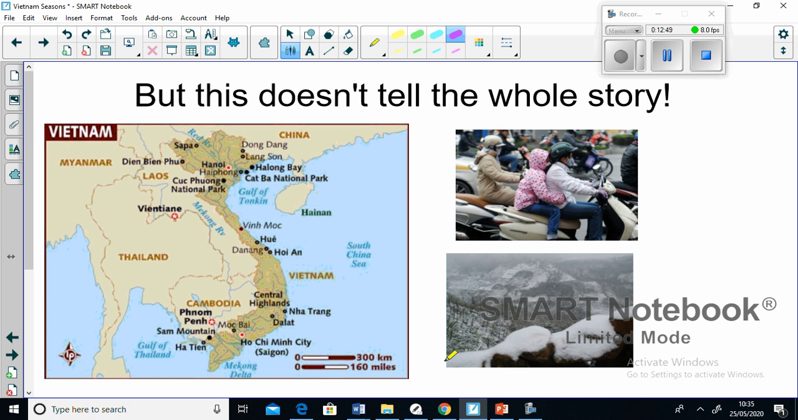So it is true to say that Vietnam is a hot country, but it doesn't tell the whole story. Okay? It's not all the same. As a general rule, the further you travel north, the cooler it gets, and as a general rule, the further you travel up into the mountains, the cooler it gets as well.